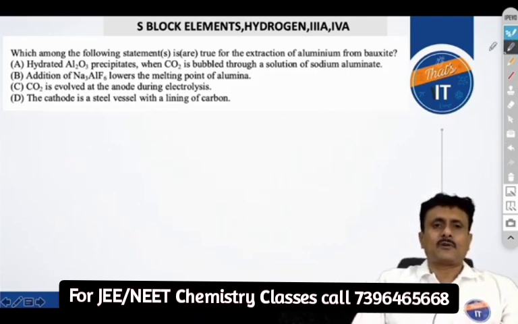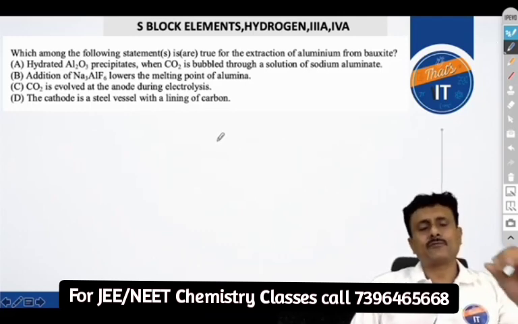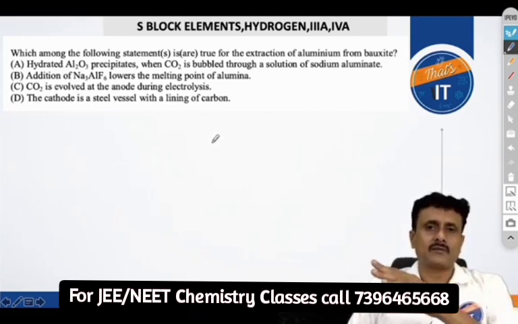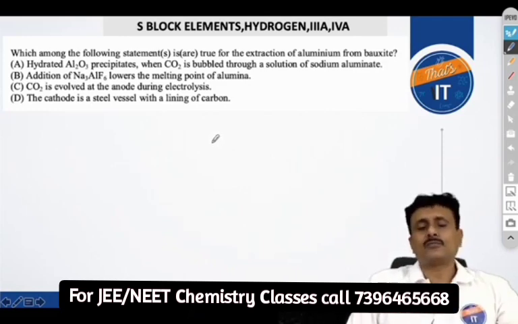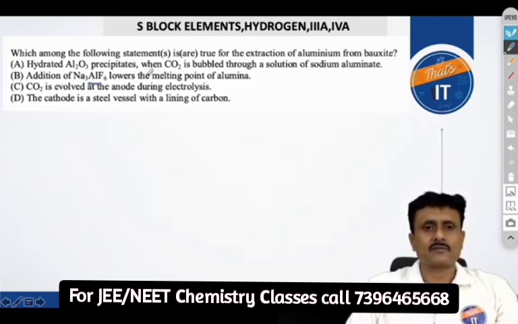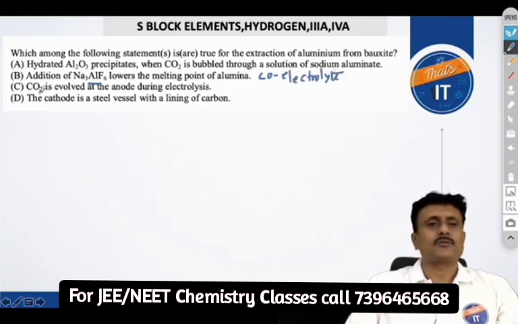So which among the following statements are true for the extraction of aluminum from bauxite? You have to focus on bauxite, the structure of diborane, the structure of inorganic benzene, and the acidic strength of boron trihalides, because these are all frequently asked questions. Like you know that addition of Na3AlF6, because this is a coelectrolyte, which I discussed in the beginning questions also, is used to lower the melting point and increase the conductance. CO is evolved at the anode.